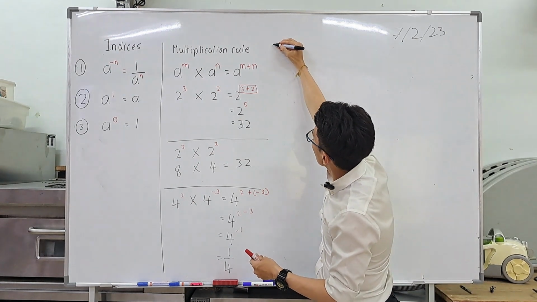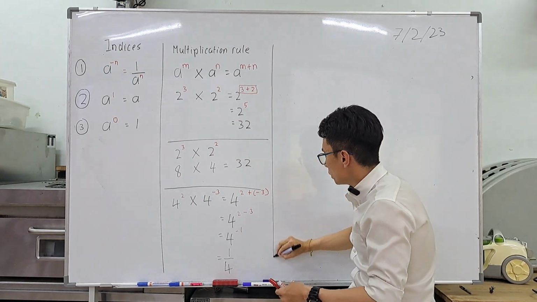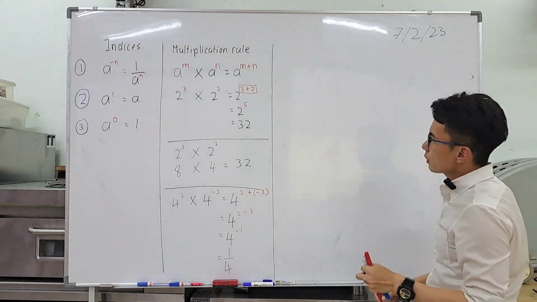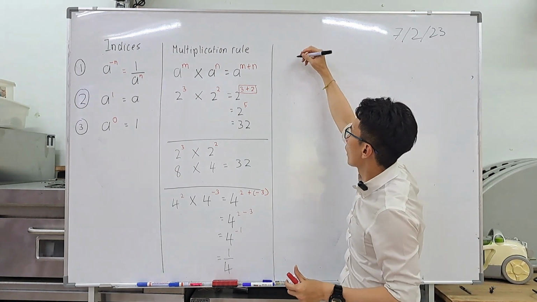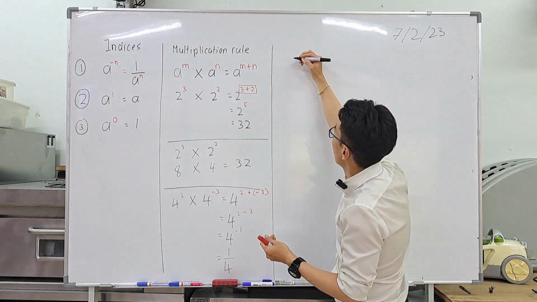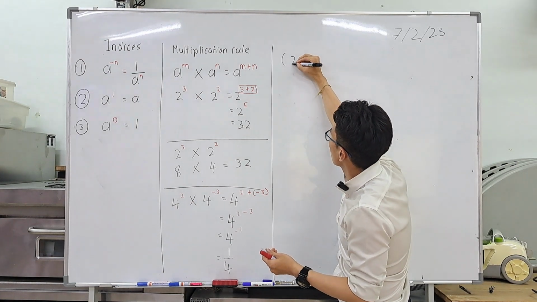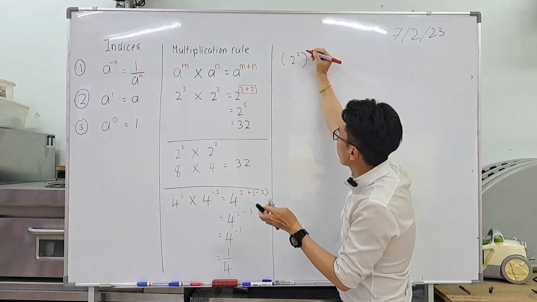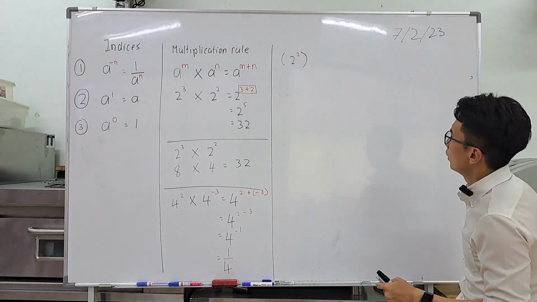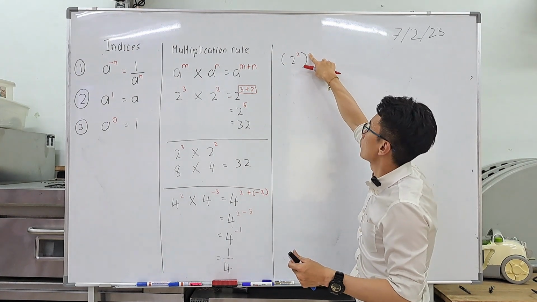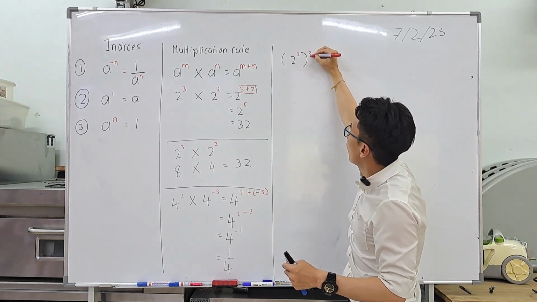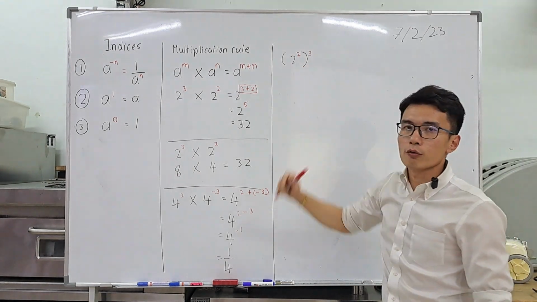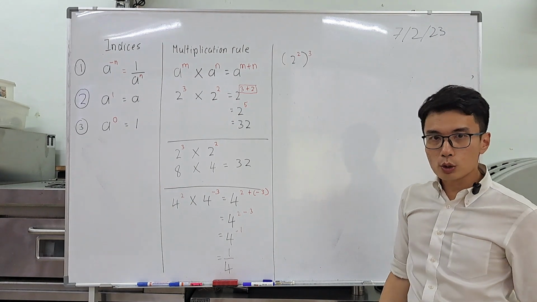Now another example I can show you over here is this. Let's just say I have this written down. I have a bracket, 2, and let's just say I have a square here. And then outside of this bracket, I have power of 3 like that. So how should I solve this?